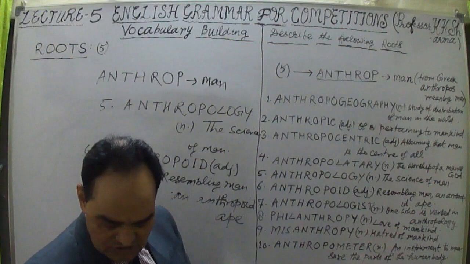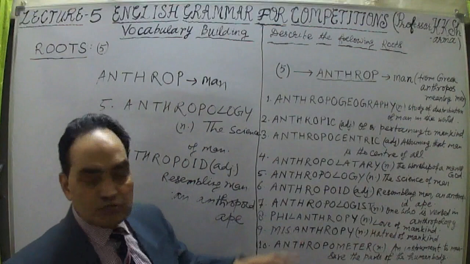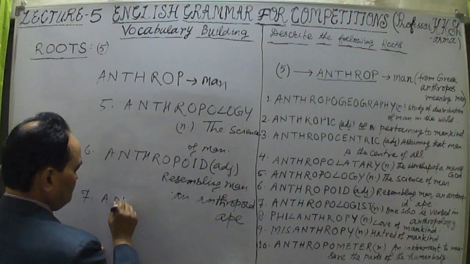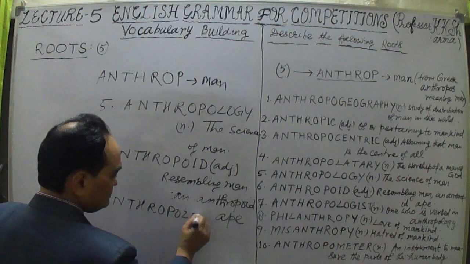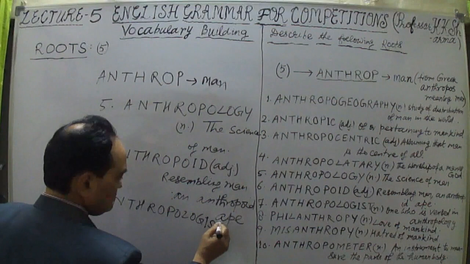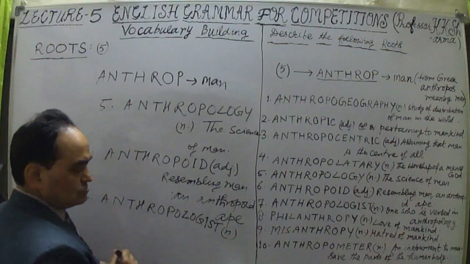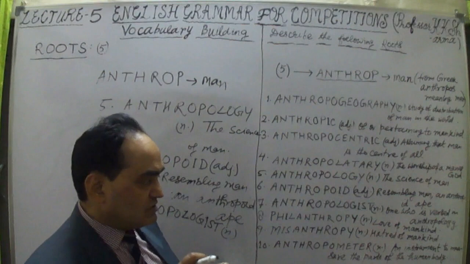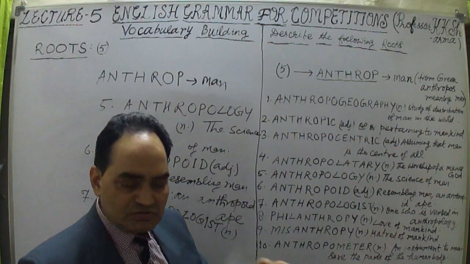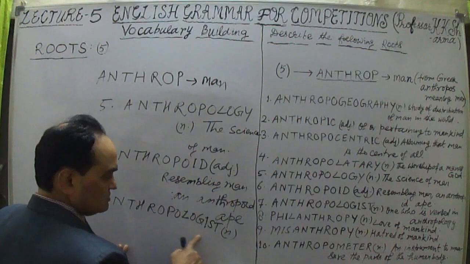Alright, now the seventh one, let me take. Anthropologist. Who is an anthropologist? Anthropologist is a noun here. The person who is versed in anthropology, the study or science of man. The person who is versed in the study of man.